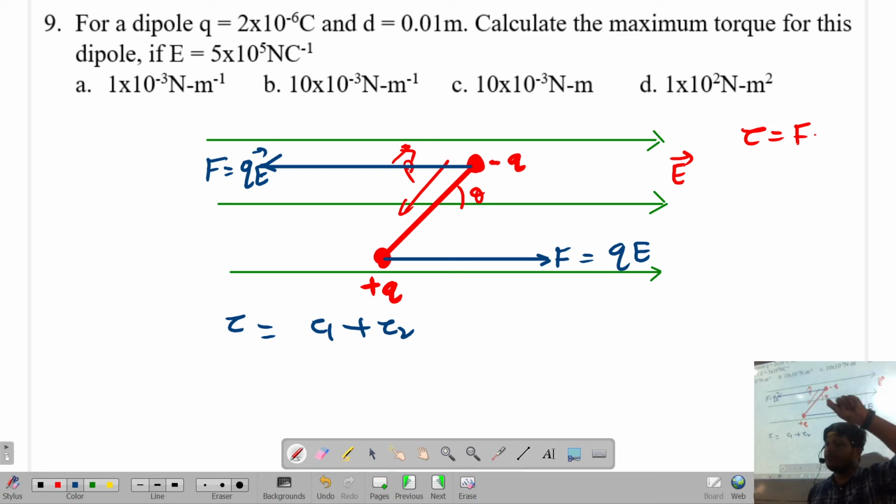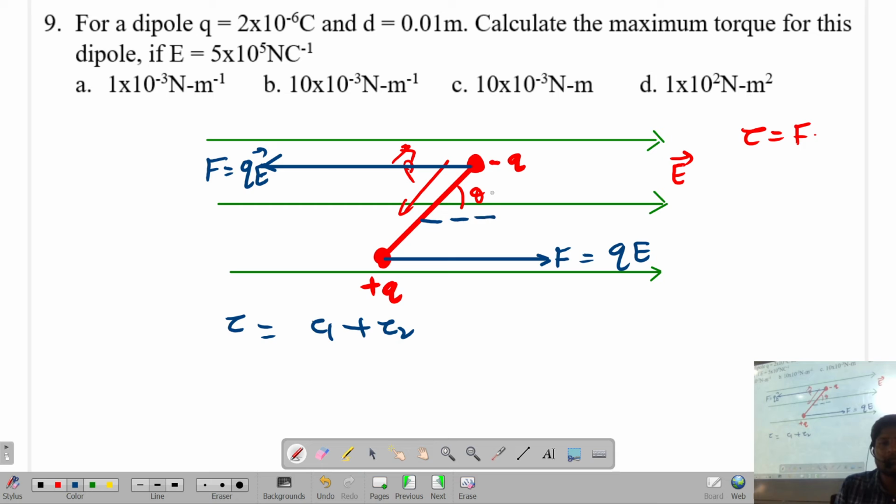One way to remember: if force is along the displacement, if theta is 0, there is no torque. If the force makes even a 1 degree angle with the displacement, torque will be present. Got it or not? So now look, what is the trick to solve for torque?